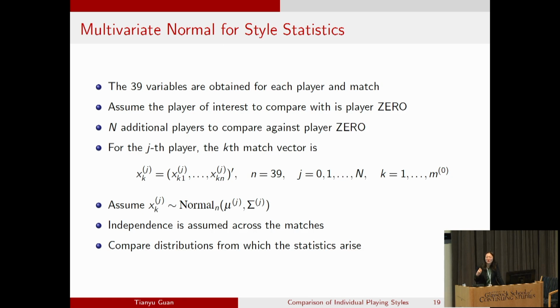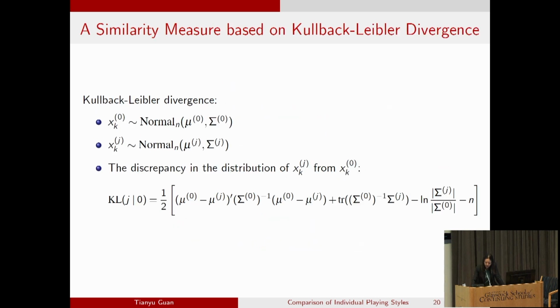The next step is how can we compare the differences of the players' playing style based on these distributions rather than a single metric. So we use a metric called the KL divergence to measure the discrepancies between the players' playing styles, and this is the formula. The key thing here is that we need to estimate all the mean vectors and variance-covariance matrices so that we can calculate this KL divergence.